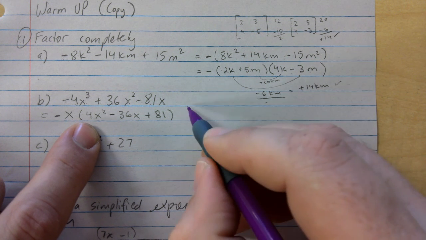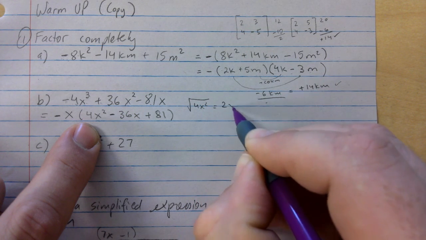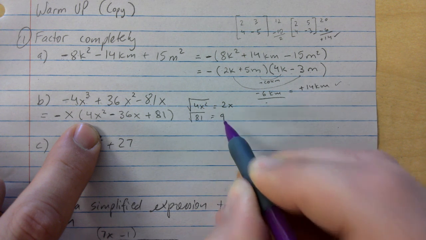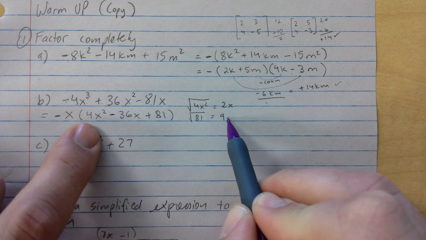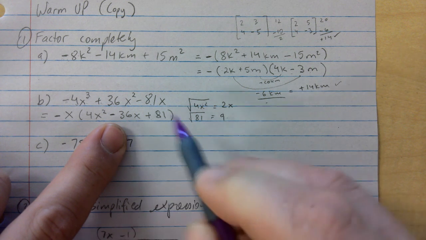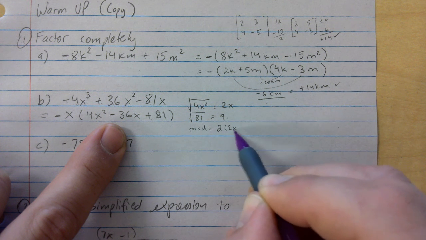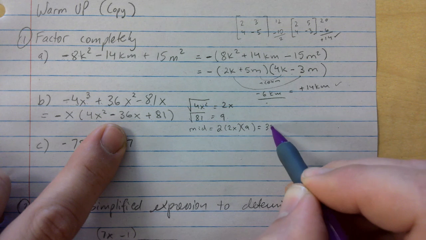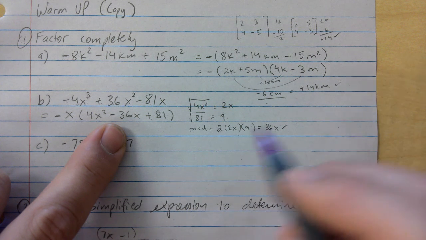You bet, right? Because the square root of 4x squared is 2x. The square root of 81 is 9, right? So they're both positive, and you can definitely take the square root of both. The middle is even, but you will check, right? The middle will be 2 times 2x times 9. That's 4 times 9, that's 36x. So that works out as well. So it's a PST.